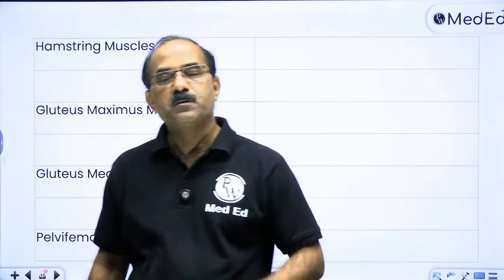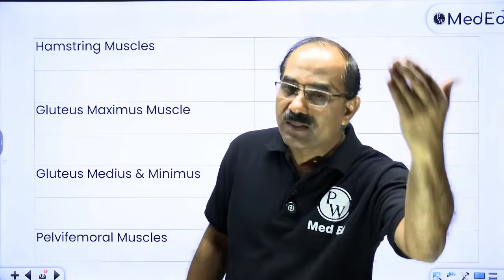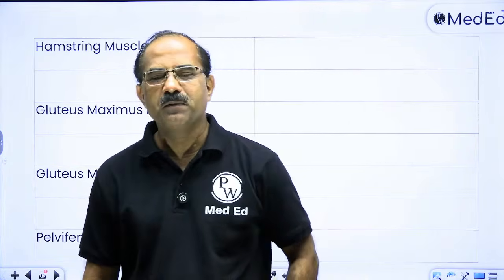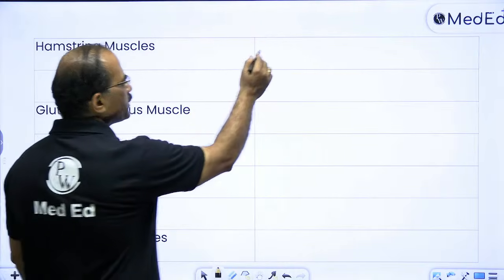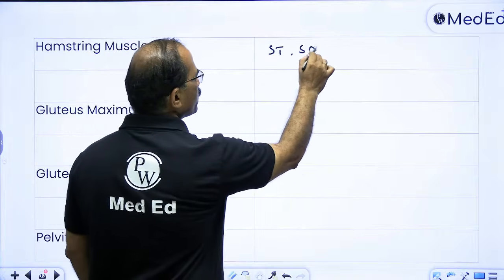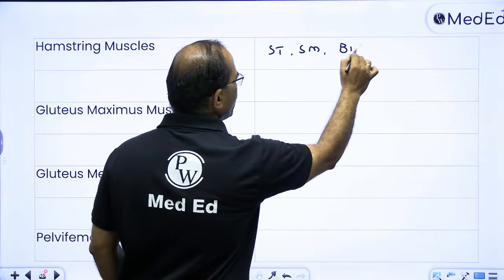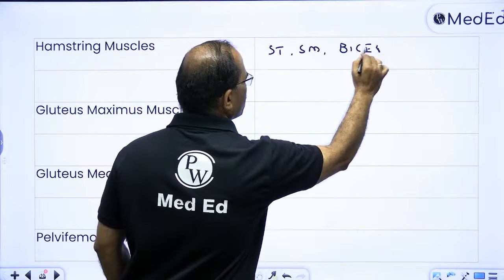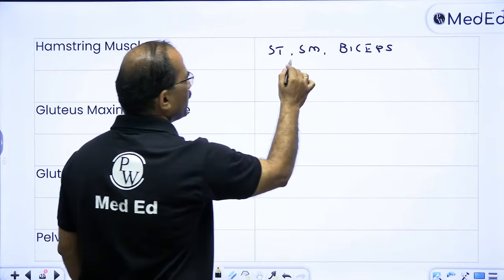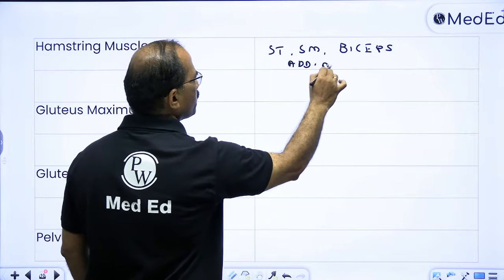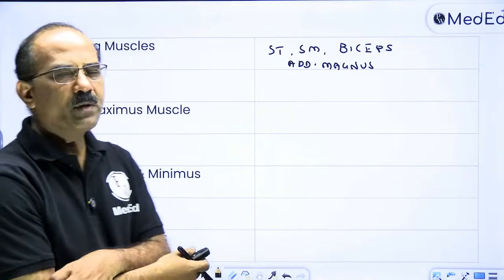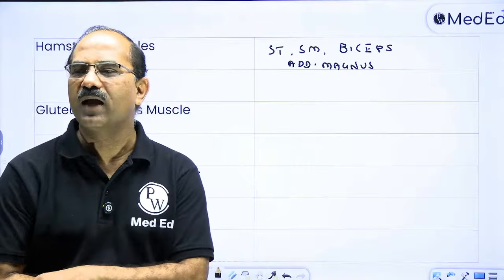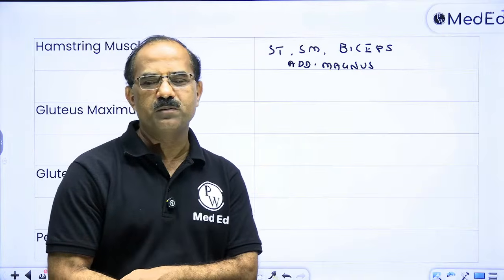Hamstring muscles are the muscles in the posterior compartment of the thigh. Posterior compartment of the thigh के जो muscles है, these are the hamstring muscles. इसमें क्या आता है? Semitendinosus, semimembranosus, biceps femoris, and adductor magnus. These are the hamstring muscles.